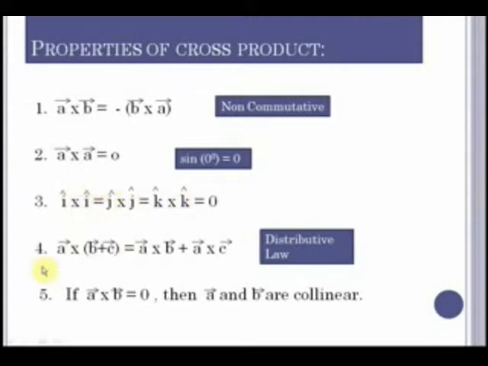The fourth property is A cross (B plus C) is equal to A cross B plus A cross C. This is known as the distributive law of cross product. So A cross (B plus C) equals A cross B plus A cross C. The fifth is if A cross B is equal to 0, then A and B are collinear vectors. So if A cross B is equal to 0, we say that A and B are collinear vectors, or they are parallel to each other.